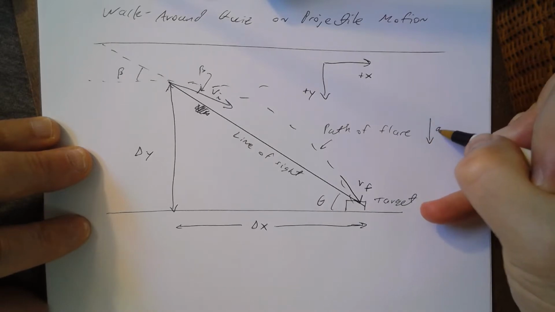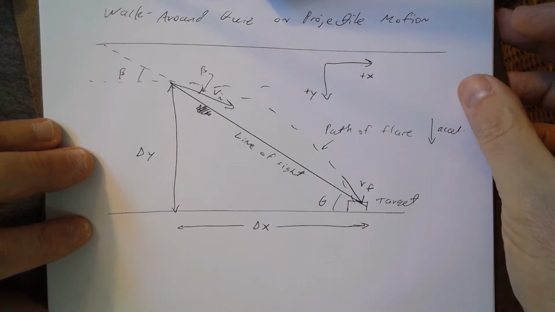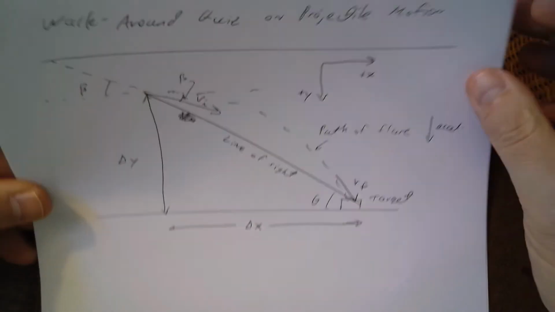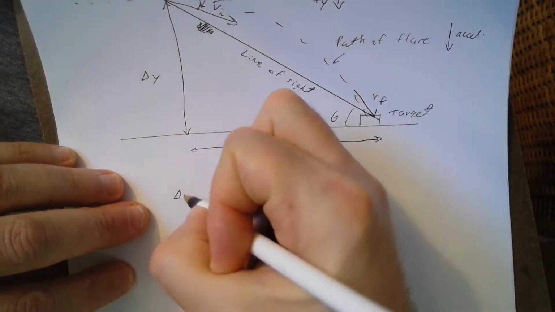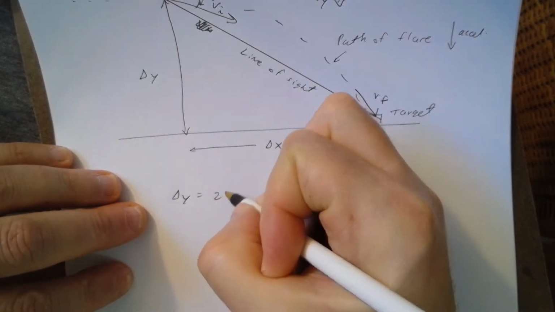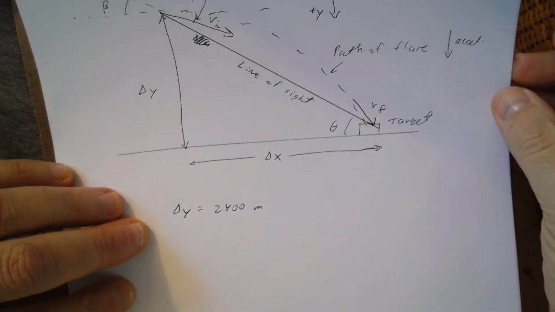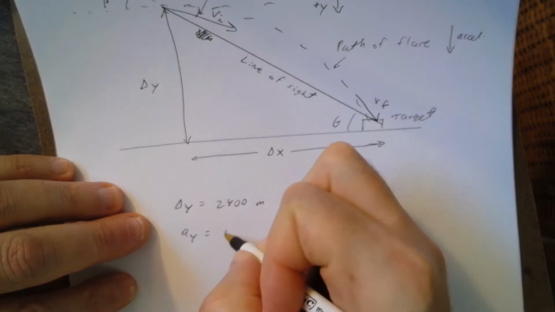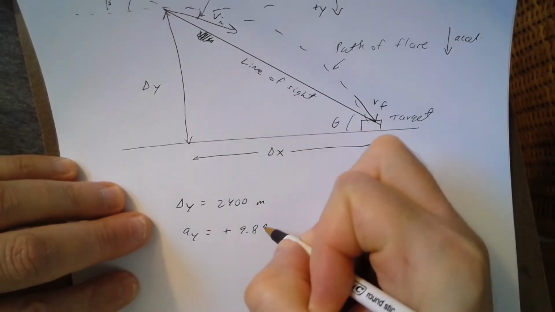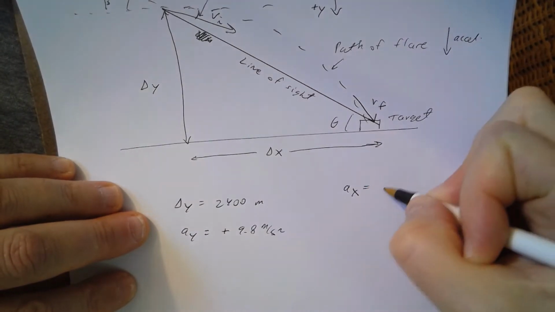Alright, so now I'm going to get my knowns. We are given a couple of these things. So delta y is given in the problem as 2,400 meters. I also know, because it's a projectile, that ay will be 9.8 meters per second squared, and ax will be 0 meters per second squared.